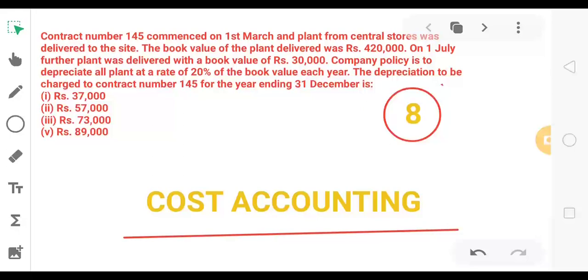So in this video, I will take this problem from the mock test papers. Please refer to the institute material you have already downloaded. So let's begin. This is today's problem based on contract costing.